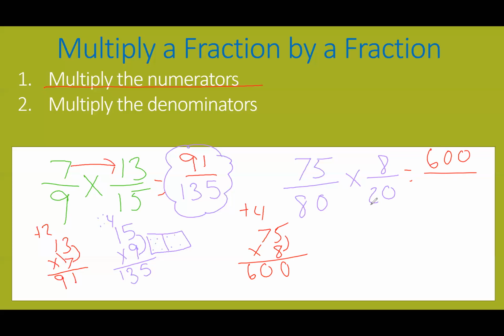And now we've got 80 times 20. Now think about this. This is 8 tens times 2 tens. We know that 8 times 2 is 16. But now, we've got tens times tens.